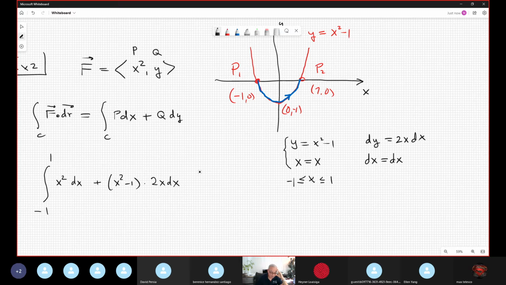Well, the rest is multiplication. Apply what you know about the integral in one variable. Separate in two, find the antiderivative, evaluate between -1 and 1, and the answer is 2/3. Do you understand this very well or no? Cool or no?